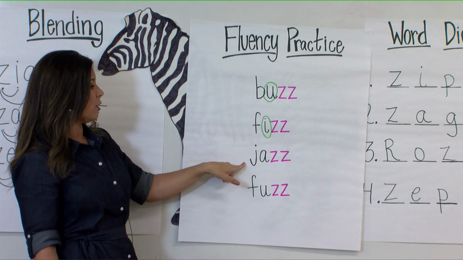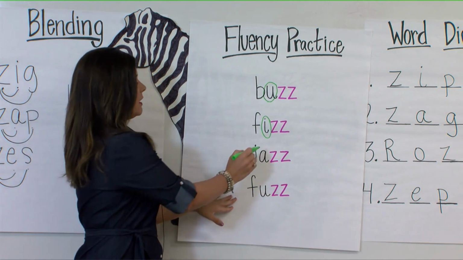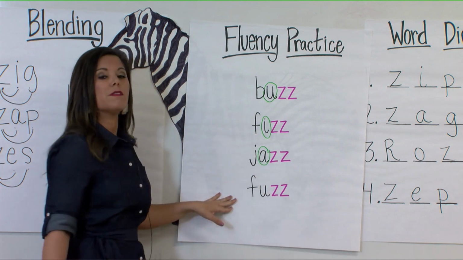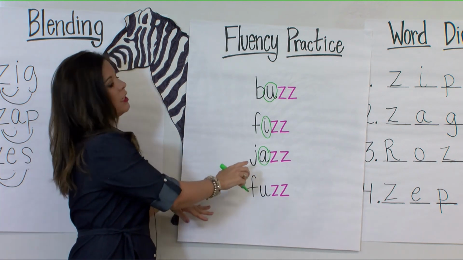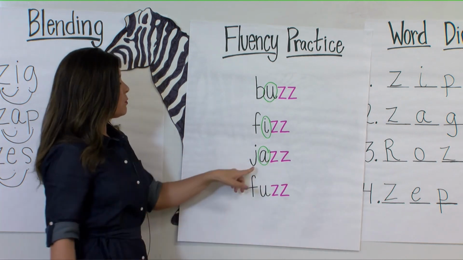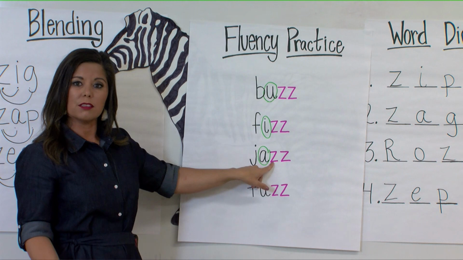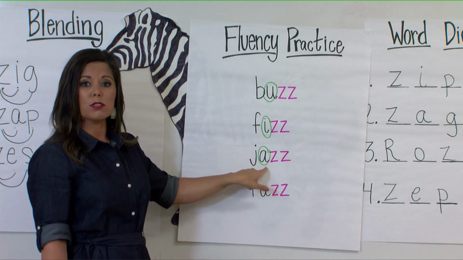Let's look at the next word. I have 2 Z's on the end, so that means that this vowel must be a short vowel sound. Okay, and it's 1 syllable. Let's say the sounds. J, a, jazz. This word is jazz, which is a type of music. All right, 2 Z's at the end because it is followed by a short vowel sound.